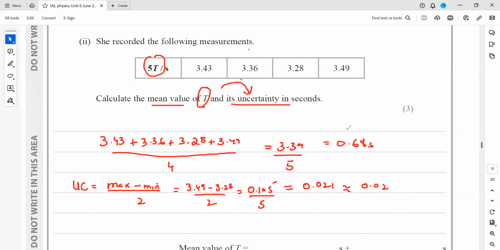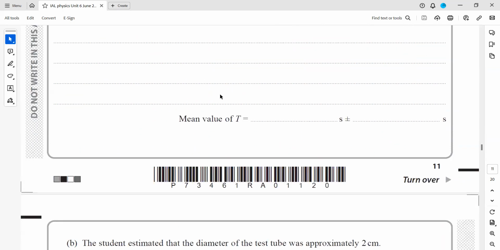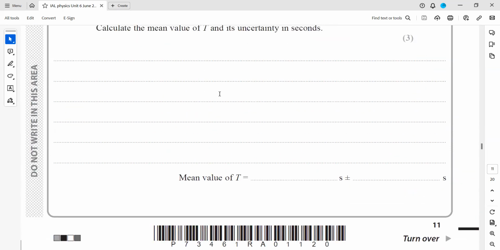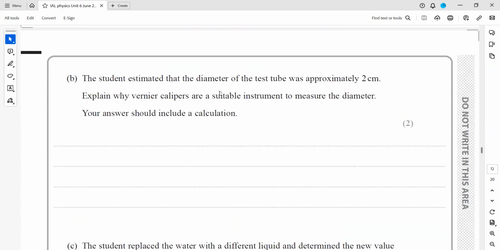Is it clear how we worked out the uncertainty? So for a group of data, the formula for uncertainty is maximum minus minimum divided by 2. But remember one thing: if any of the values is anomalous, not in the range, we'll ignore that.